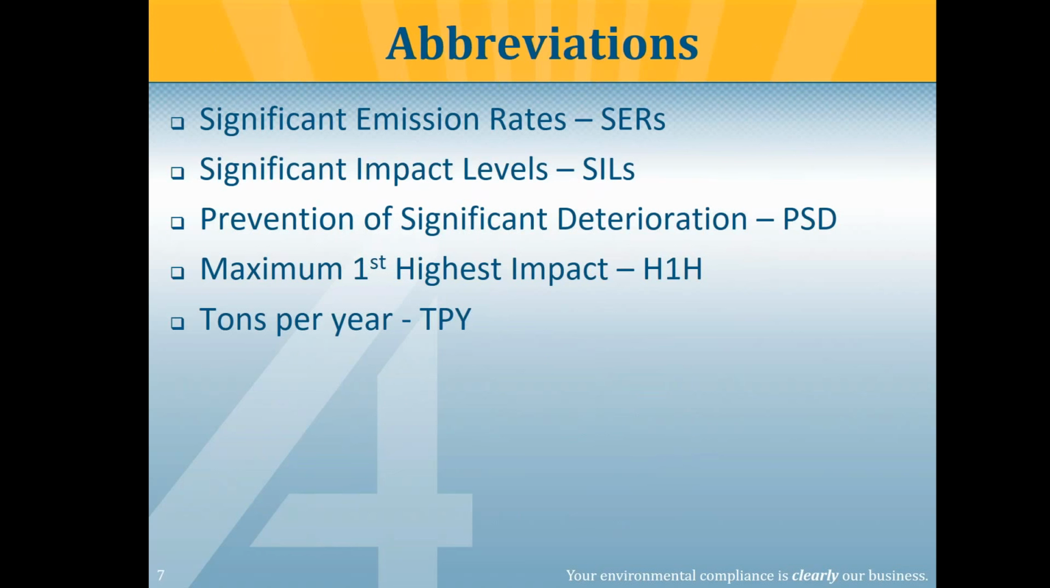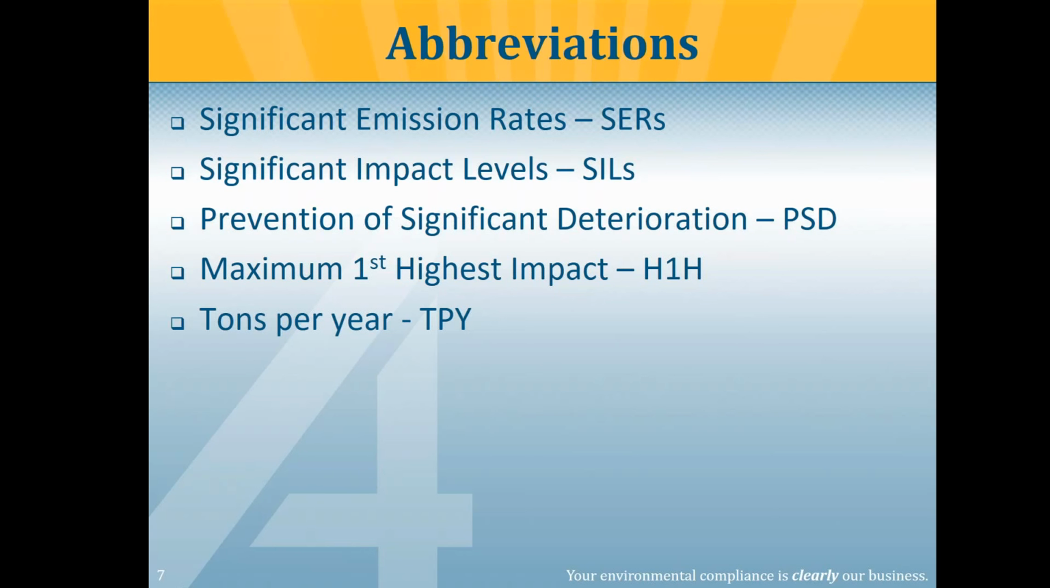For those not in the weeds every day in the air quality modeling lingo, just setting this up for folks: significant emission rates, these are the PSD thresholds that then require an air quality modeling demonstration. Significant impact levels, that's what we're here to talk about today, the SILs. Prevention of Significant Deterioration is the permitting program that then requires a modeling analysis and the use of the SILs.